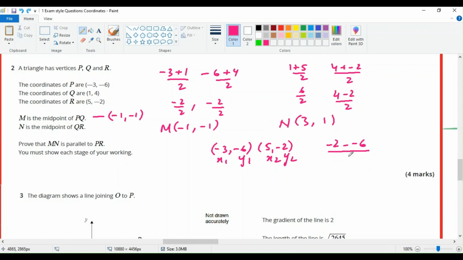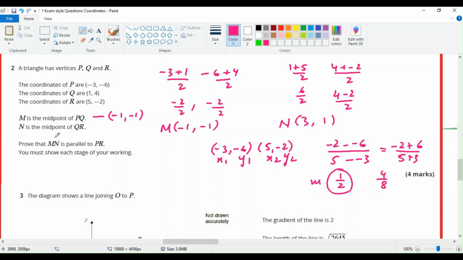I think there's a mistake over here. It is y2 minus y1, and this is x2 minus x1. So this is giving us negative 2 plus 6, and this is giving us 5 plus 3. That means this is 4 over 8. That means the gradient is 1 over 2. The gradient of MN is going to be 1 over 2. The same way we can find the gradient of QR.